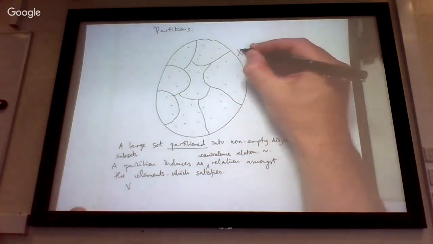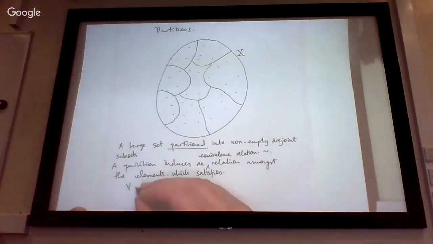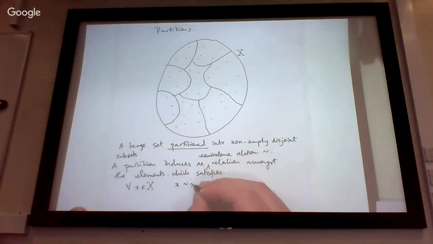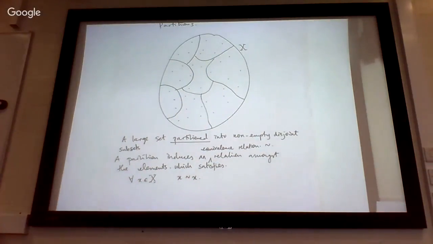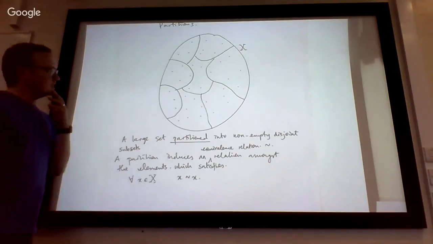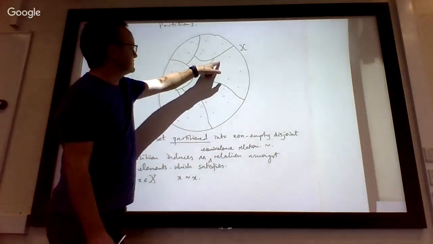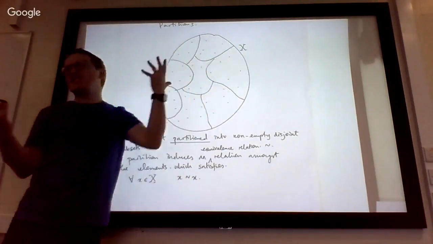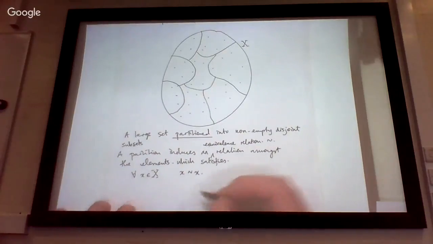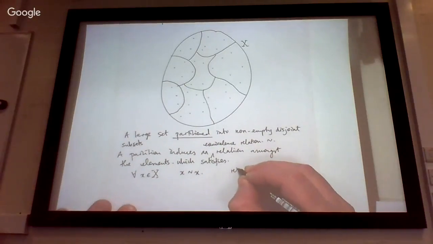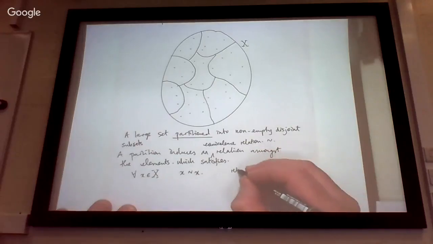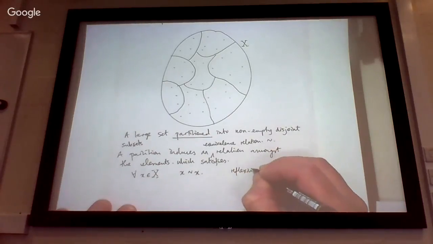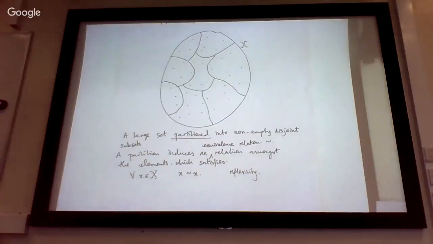So if we call this large set X, for every element little x in the set, x is related to x. x is related to itself. Well, that's true, because every element is in the same subset with itself. This is called reflexivity. The relation reflects back, so everything is related to itself.